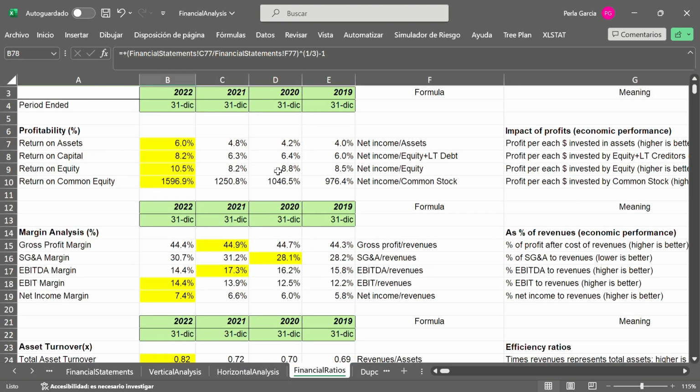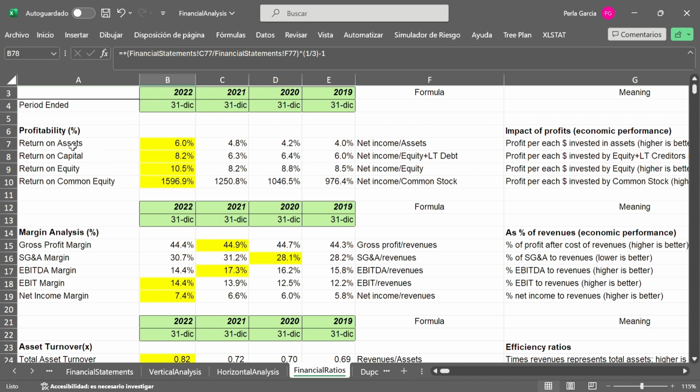Let's start with the first part of the financial ratios. The profitability ratios are the metrics used to evaluate the company's ability to generate profits relative to revenue, assets, capital, equity, and common equity. These ratios provide insights into how efficiently the company is using its resources to generate profits.